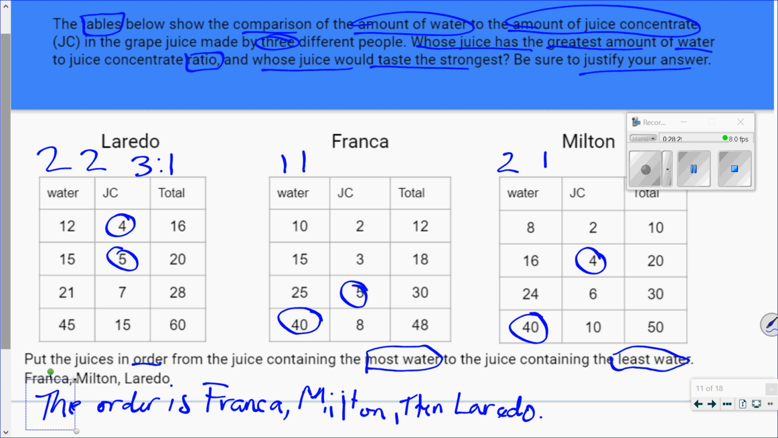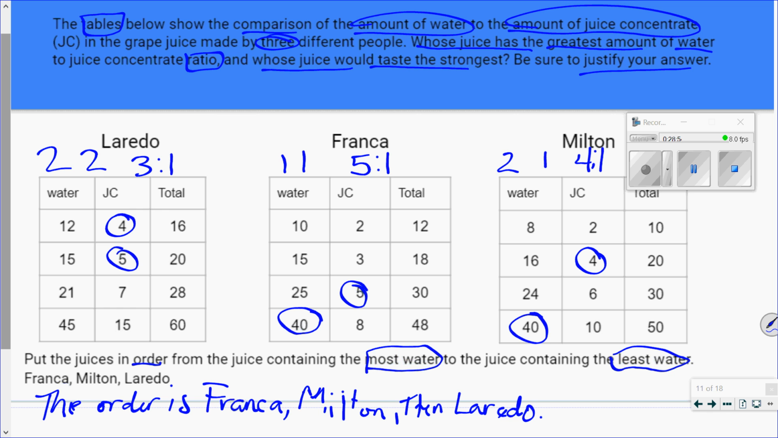10 to 2, what can I reduce both those by, Armstrong? 2, that gives me 5 to 1. 8 to 2, what can I reduce those by, Dylan? 2, that gives me 4 to 1. So if I go to their simplest form, then we can also see 5 beats 4 beats 3, right?